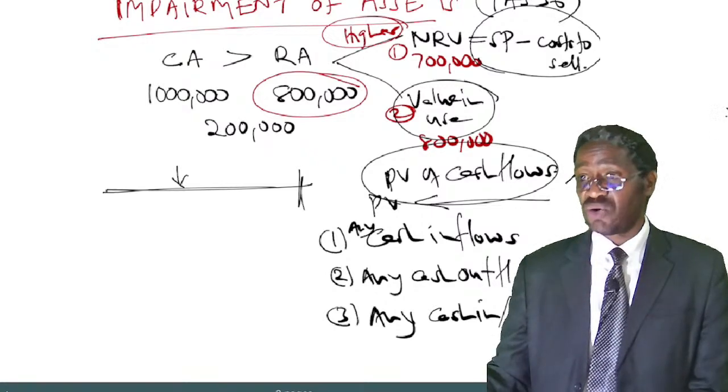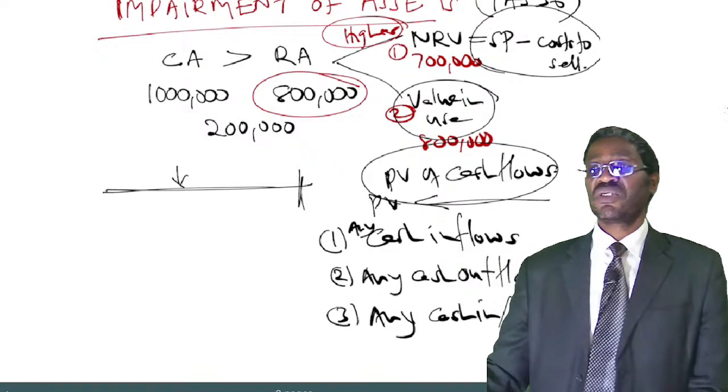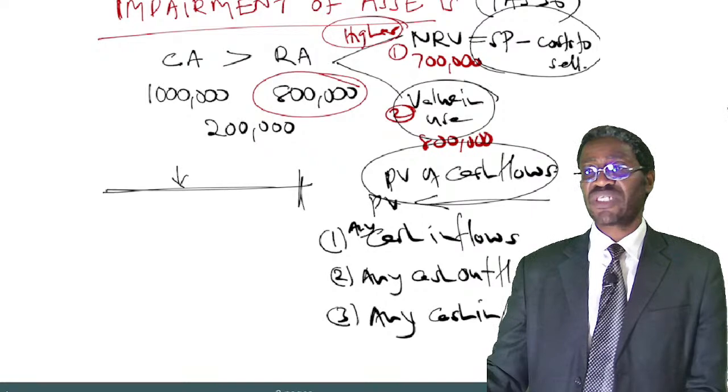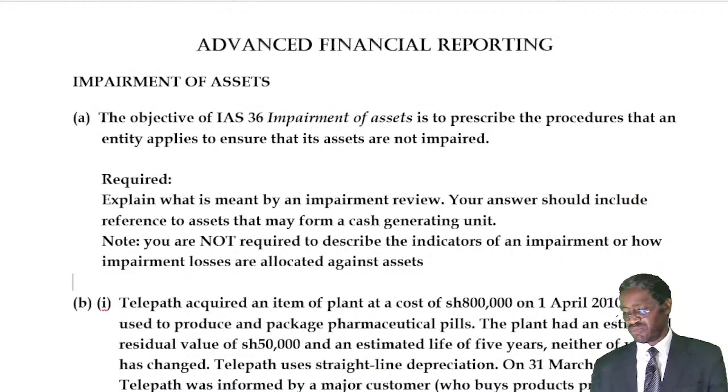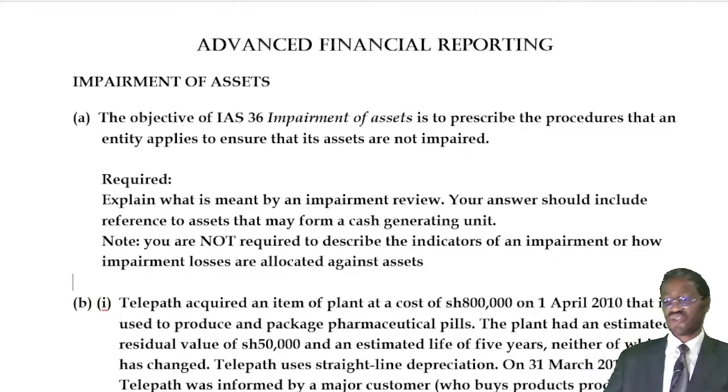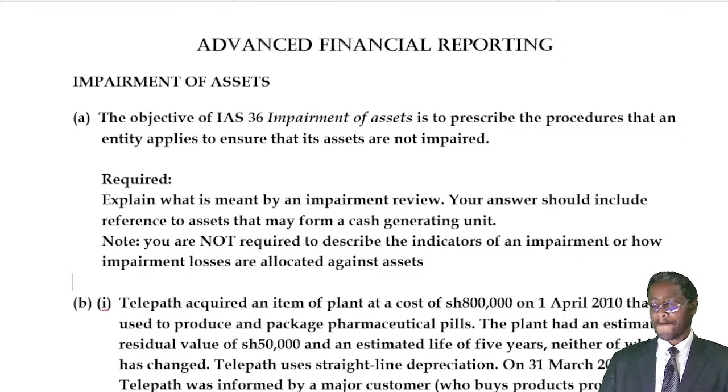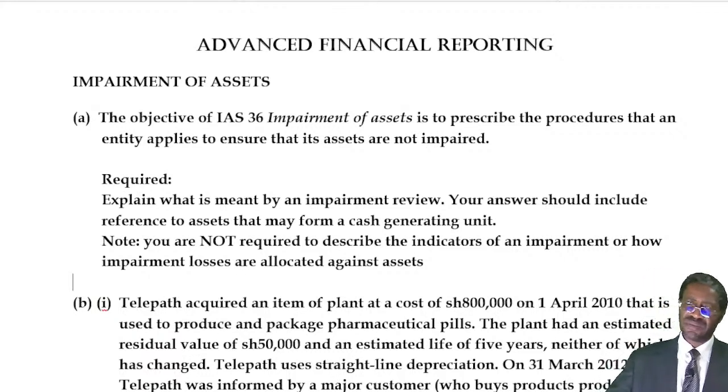I've already shared it in the group. But let me project it so that we read it together now. Okay. It says, number A, the objective of IAS number 36, impairment of assets, is to prescribe the procedure that an entity applies to ensure that its assets are not impaired.